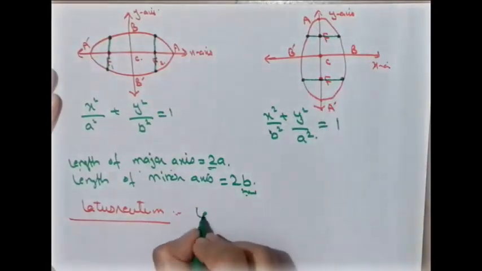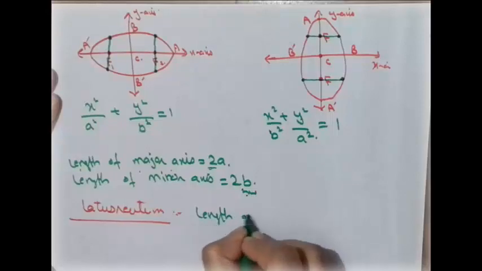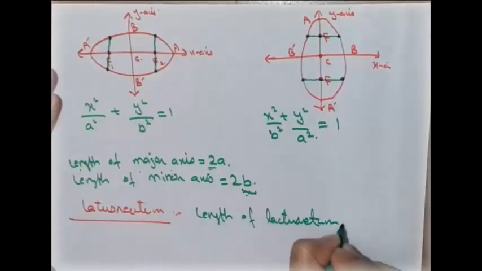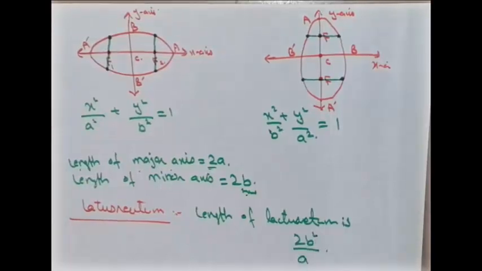And what is the length of the latus rectum? In each case it is 2b square over a. So that is all about today's lecture about the ellipse, the equation of the ellipse and elements of the ellipse.